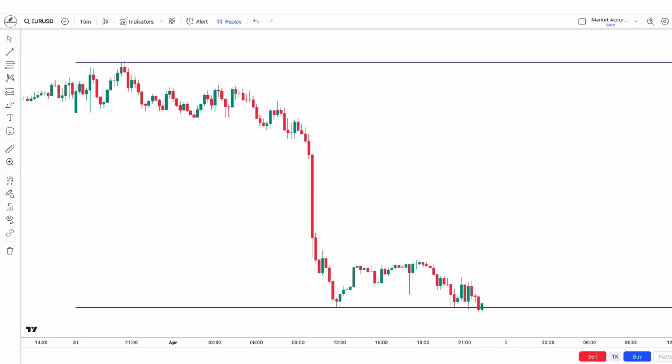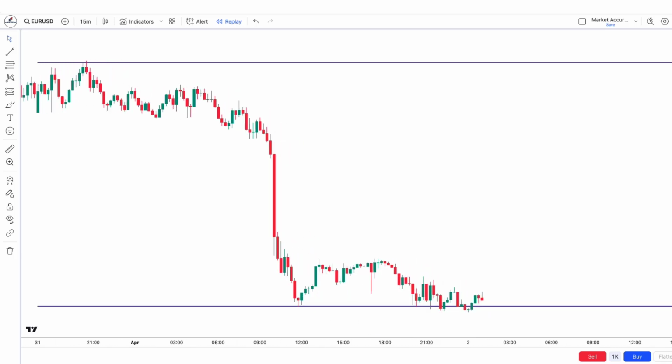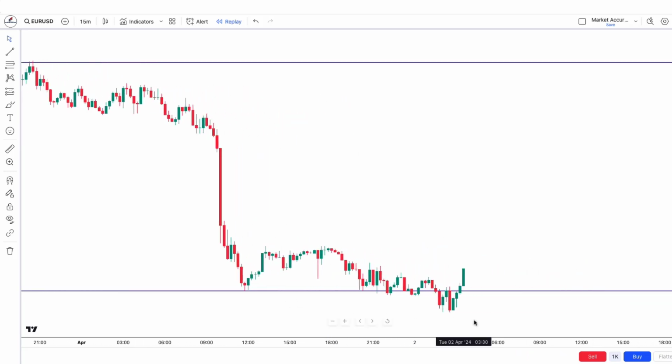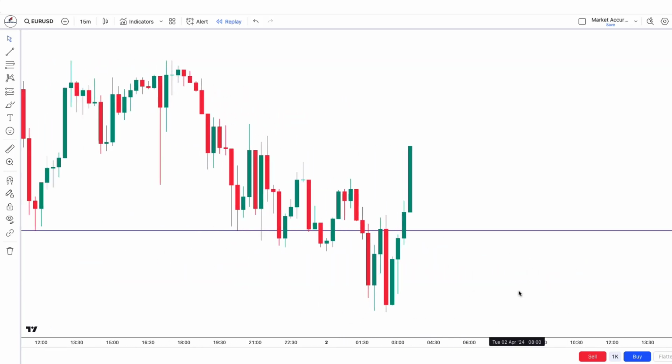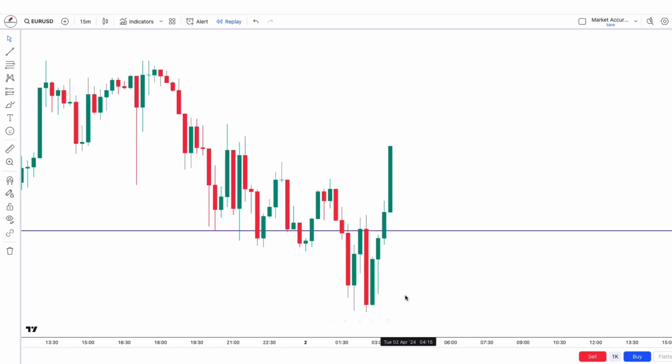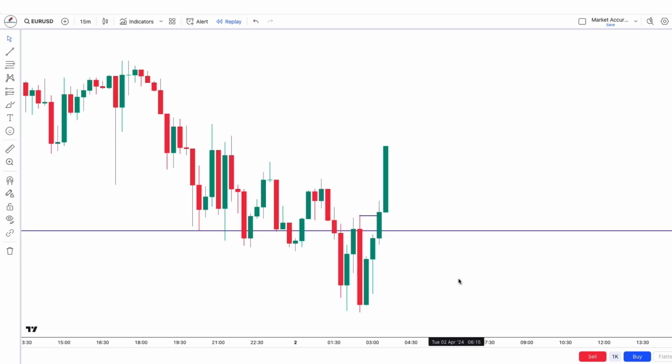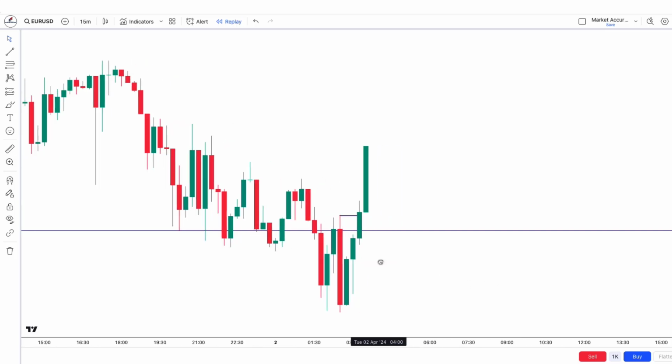Now, what I'm looking for is a market structure shift. We have a market structure shift with acceptance back into the range. You can clearly see, what do we have here? We had a raid of this low, and afterwards, we have a market structure shift and also acceptance back into the range. We are also in the kill zone hours, so that is perfect. We always want to trade during the kill zone.